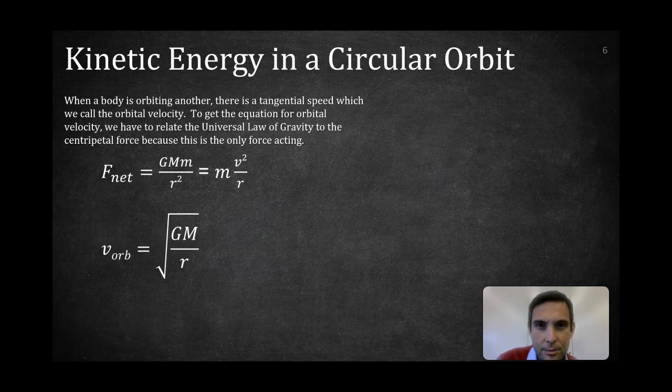Solving for v, skipping all of the algebra, we get the square root of capital G times M divided by r. That's our orbital speed, our tangential velocity. Interchangeable words there.